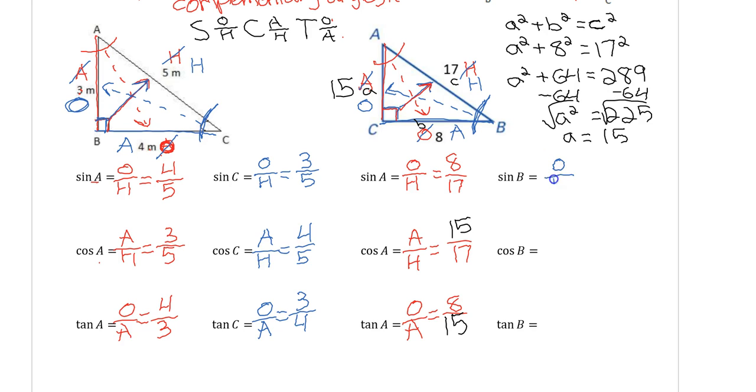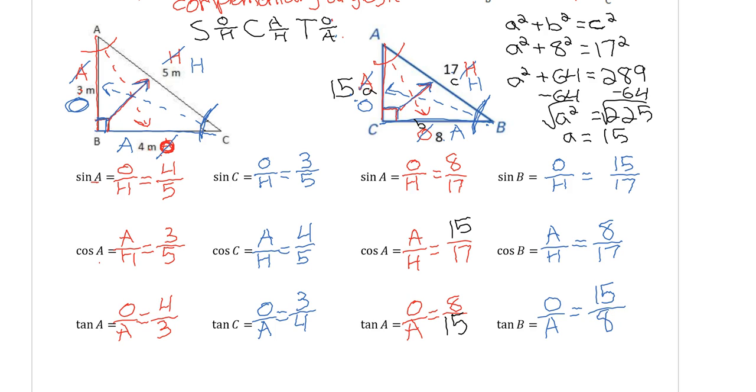So sine of B is opposite over hypotenuse. My opposite side is now 15 over 17. Right? I don't have to resolve my Pythagorean theorem. It's not going to change. Just 15 is now your opposite. Cosine of B, cosine is adjacent over hypotenuse. 8 over 17. And tangent of B, opposite over adjacent. Right, coming from here. So that's 15 over 8.